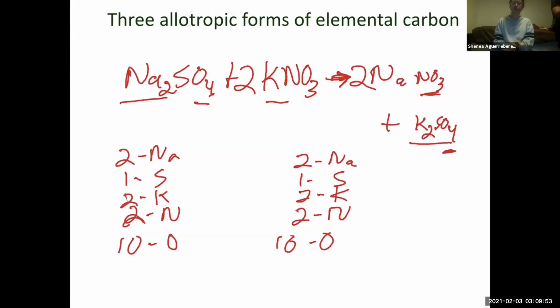Is there ever going to be an occurrence where we can't balance the equation? No. Every chemical reaction can be balanced. Some are a little more difficult than others, but they all can be balanced.